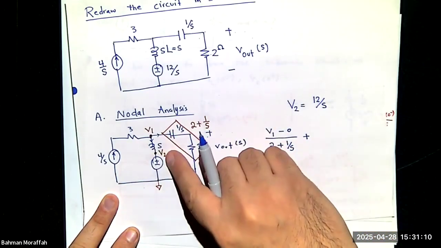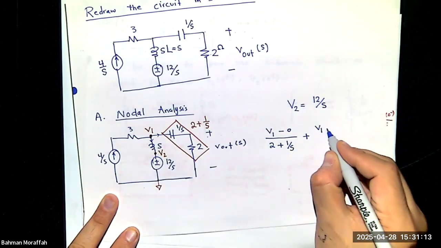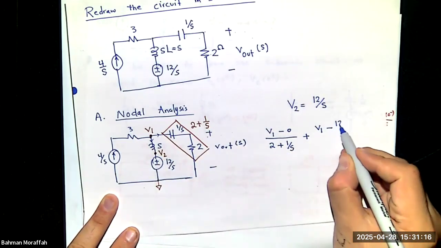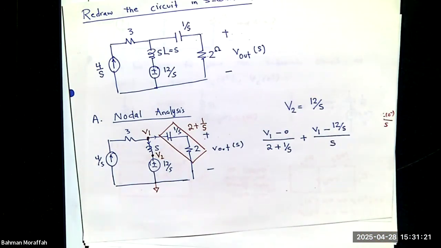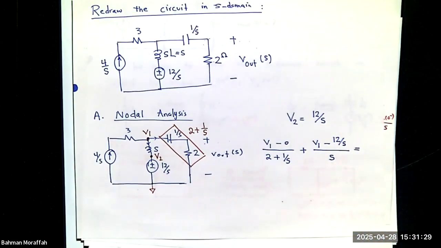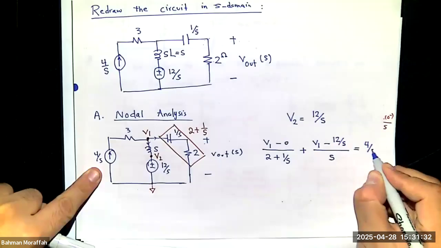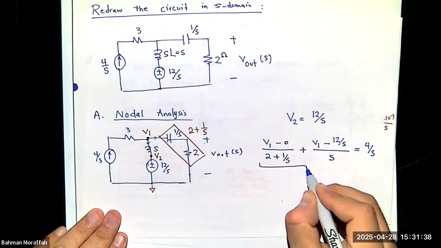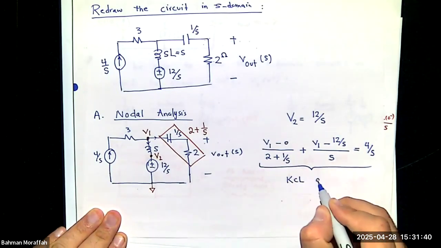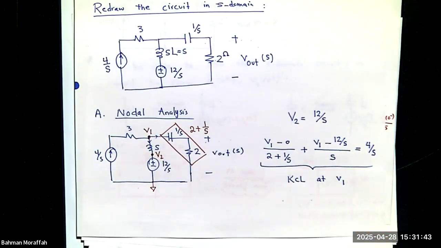It is V1 minus V2 divided by S. But I already know V2 is 12 over S, so I'm going to write it as V1 minus 12 over S, divided by S. Right? I got no other current that's going out. So that equals the current that's going in, which is this 4 over S. So this is KCL at V. Right? The rest is just simplification. Let's just simplify it a little.